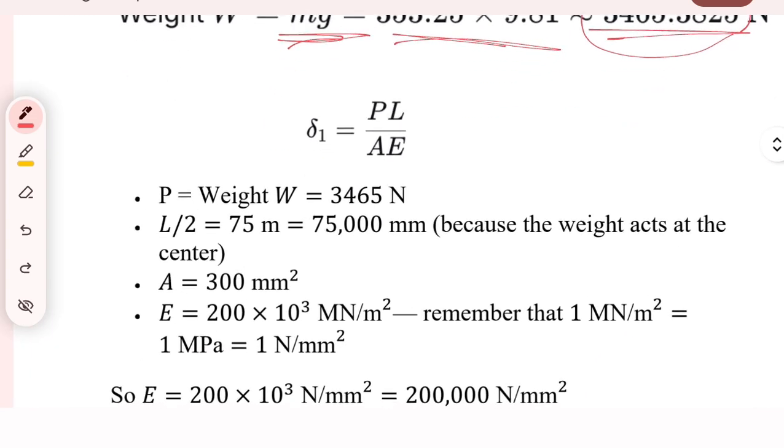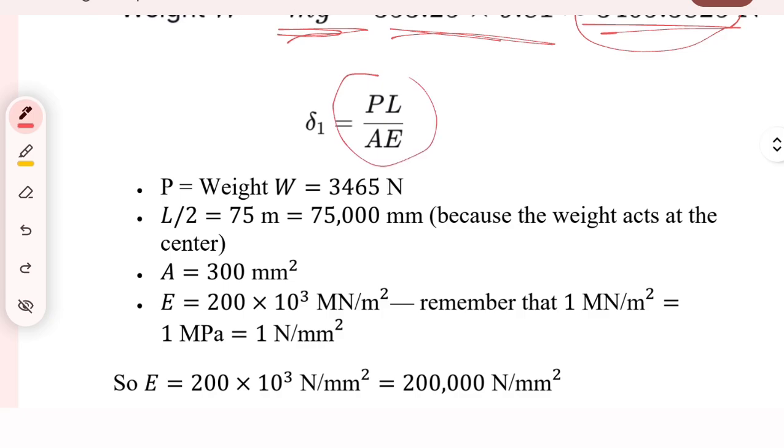and we will go back again to the formula. We have already solved for P because P is equal to the weight. Remember, we are computing the elongation due to the weight. So P is equal to the weight. Instead of using L, which is 150, to compute the elongation due to the weight, we will only use L equal to 75, or half of its length. Why is that? That is because the weight acts on the center of the rod. So that means only half of the length of the rod is affected by that weight.